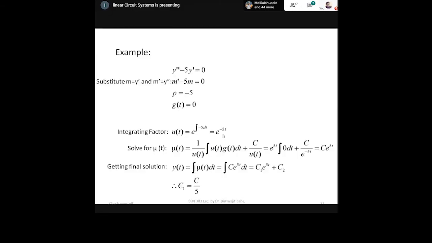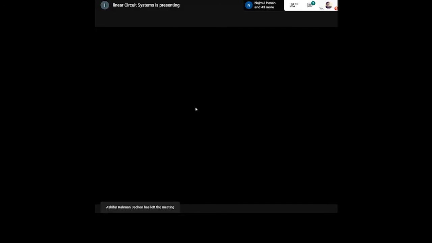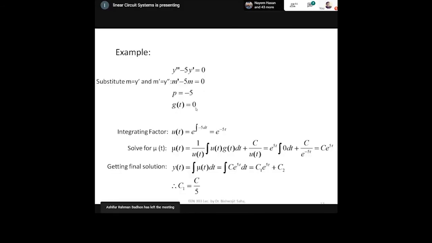Since the g value is 0, the total term becomes 0. Multiplication with anything is 0, so I have not put in each term, because we find that the term is totally 0. So we did not put that. It's an easy method, isn't it? You just need to know the integration properly, then you can find the solution easily.